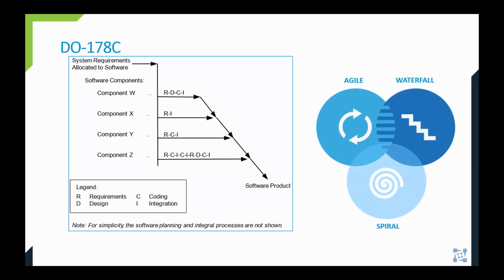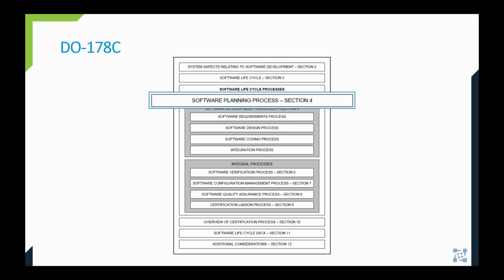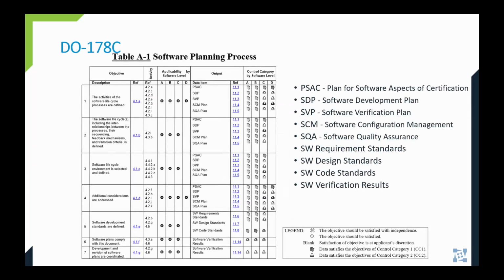Whatever development methodology you choose, the key is that the standard's objectives that must be met are not obstructed by the process. Section 4 discusses the objectives and activities of the software planning process, where the production of software plans take place. Table A-1 lays it out for you, so let's take a look at that table. You can see the 7 objectives on the left-hand side. Documents capturing plans need to be put in place. You have the output documents like the PSAC, SDP, SVP, SCM, and SQA, and the standards that are going to be followed for requirements, design, coding, and software verification.